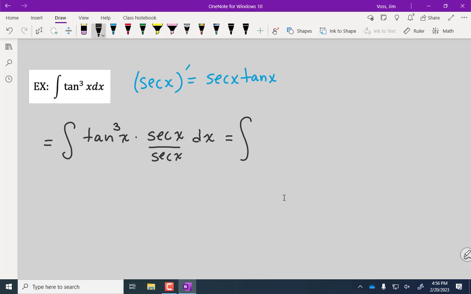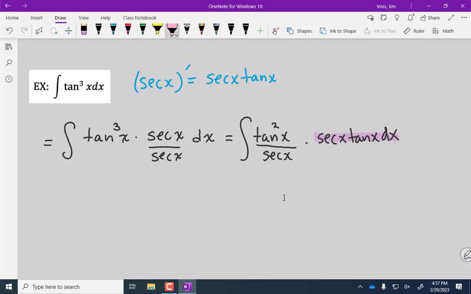And so tan is an odd power, so let's pull off a sec tan. If we pull off a sec tan, we're going to be left with this. So sec tan is going to go hang out over here with dx. All we did was multiply by 1. We pull off a sec tan, and we're left with that.